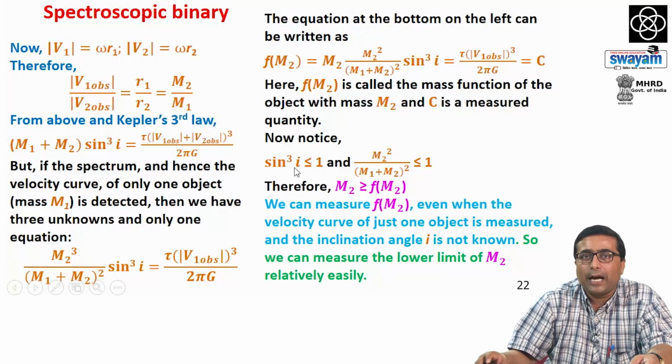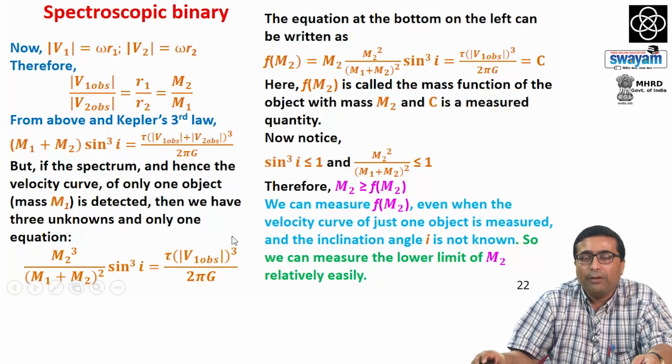Now, notice that sin cube I is less than or equal to 1, and m2 square divided by (m1 plus m2) whole square is less than or equal to 1. Therefore, from this we get m2 greater than or equal to f of m2. We can measure f of m2, it is a measured quantity as can be seen from here, and this can be measured even when the velocity curve of just one object is measured and the inclination angle I is unknown.